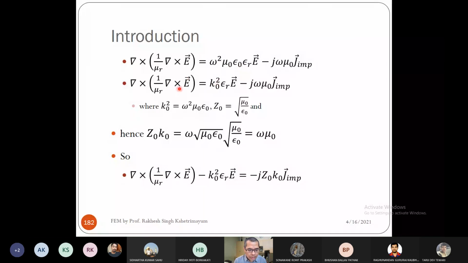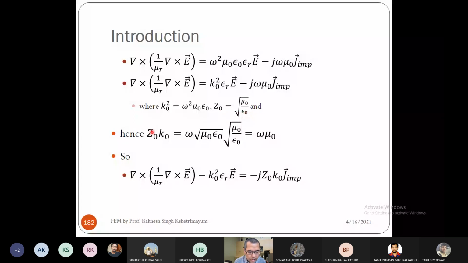Left hand side remains as it is. On the right hand side, I have just replaced this term by K naught square. I still have this term. Even this term I can represent in terms of K naught. You know that Z naught is square root of mu naught by epsilon naught. This is the intrinsic impedance for free space. We usually denote it by eta naught, but I'll just denote it by Z naught here.